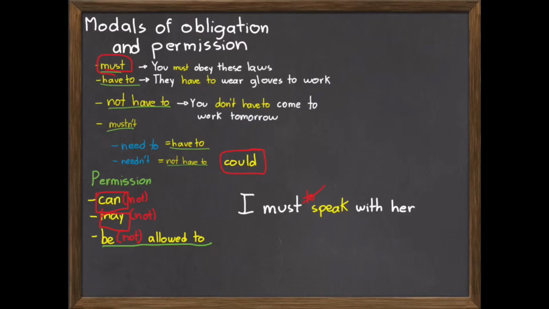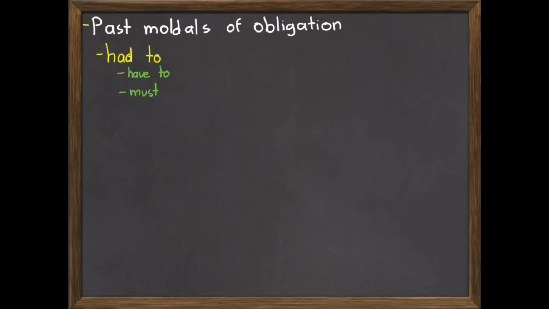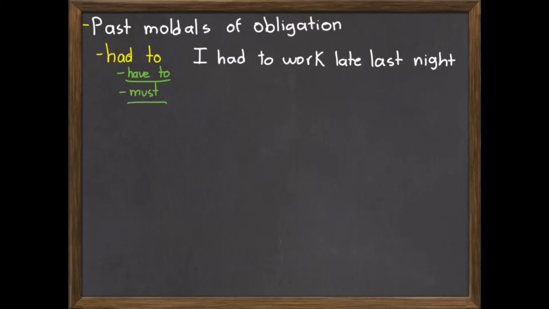Alright, now let's look at the next part, past modals of obligation. Past modals of obligation, for example, had to. We use had to talk about an obligation in the past. And had to is the past form of have to and must. So, if we used have to or must in the present, we would use had to in the past. For example, I had to work late last night. That was an obligation in the past.